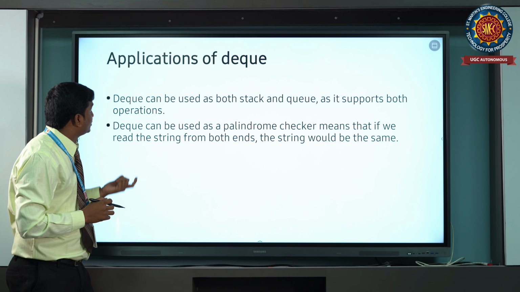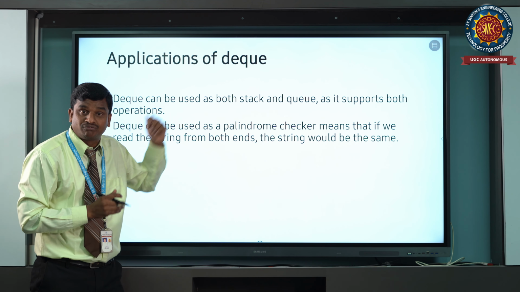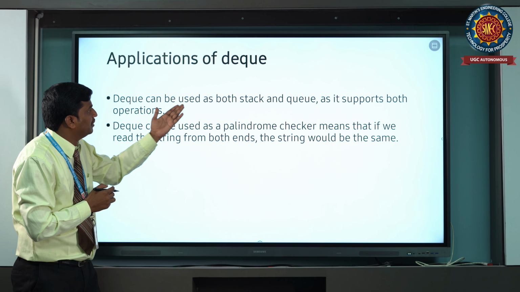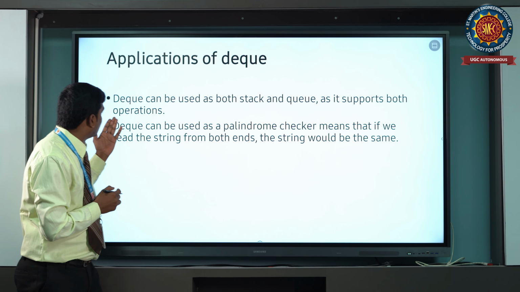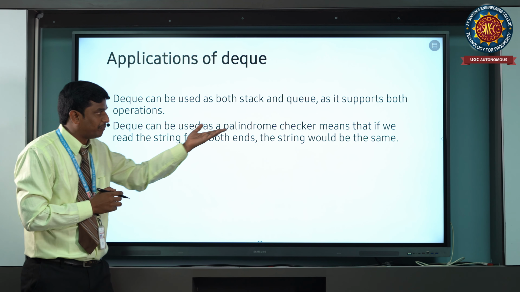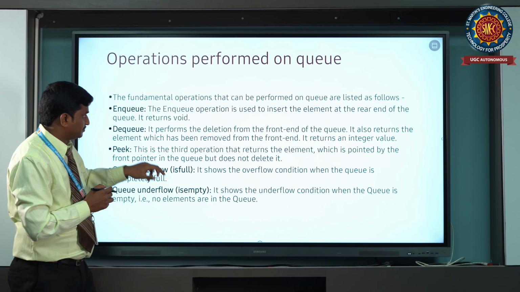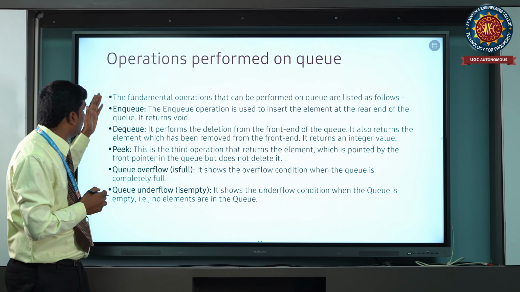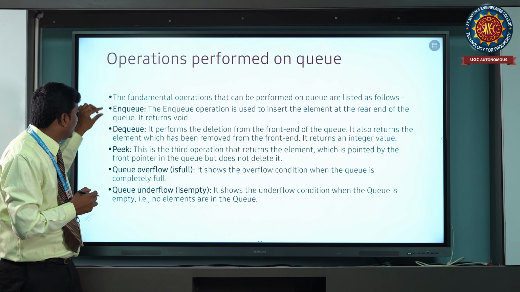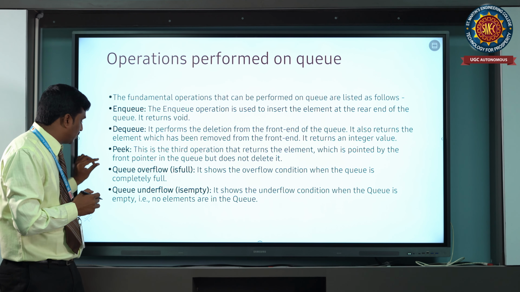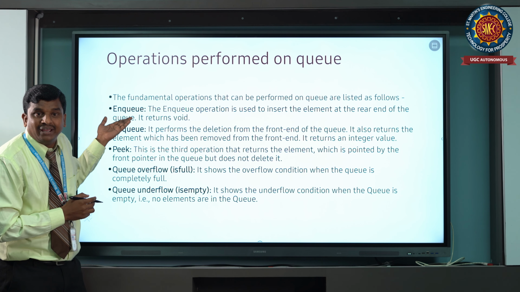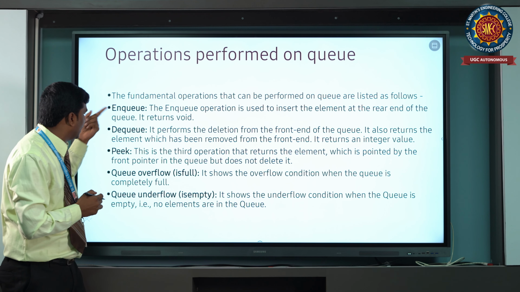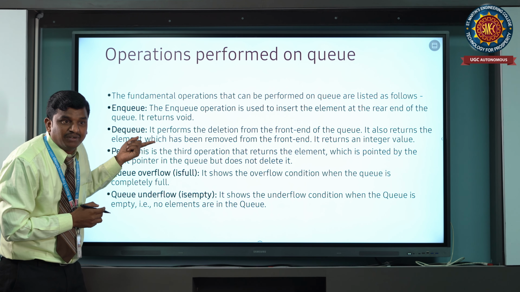Next, applications of queue. DQ can be used for both stack and queue operations, and DQ can be used as a palindrome checker. Next, what are the different types of operations performed on a queue? NQ, DQ, peek, queue overflow and queue underflow. NQ is adding elements to the queue. DQ is deleting elements from the queue.